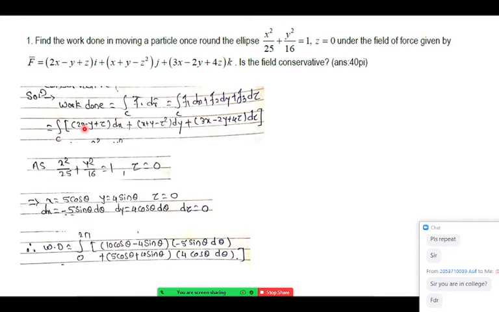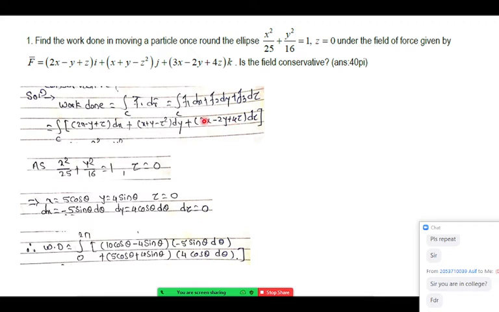The value of x is 5 cos theta, so 5 into 2 is 10 cos theta. Similarly, y is minus 4 sine theta. Z is 0. The value of dx is minus 5 sine theta d theta. This is the value of dx. Plus, now this is the value of x plus y. Z square is 0. The value of dy is 4 cos theta d theta.